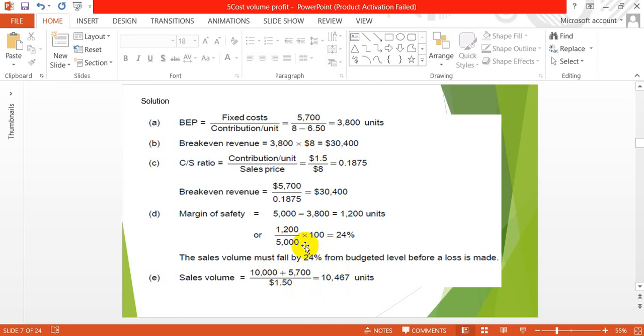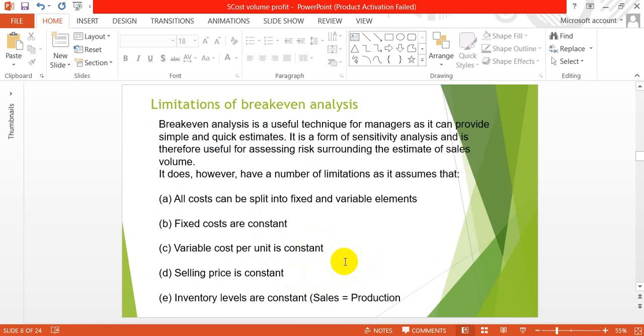That covers the formulas that we need for a single product. What are the limitations of break-even analysis?